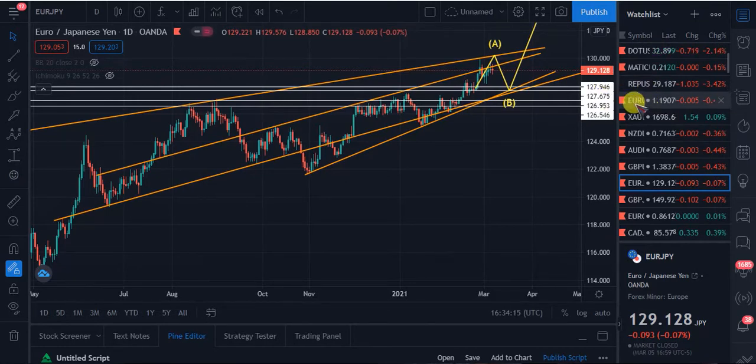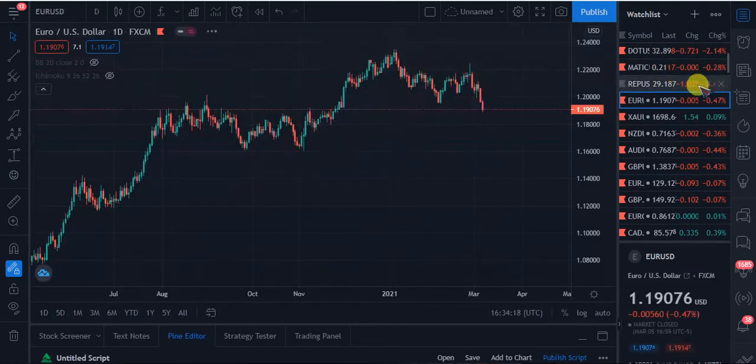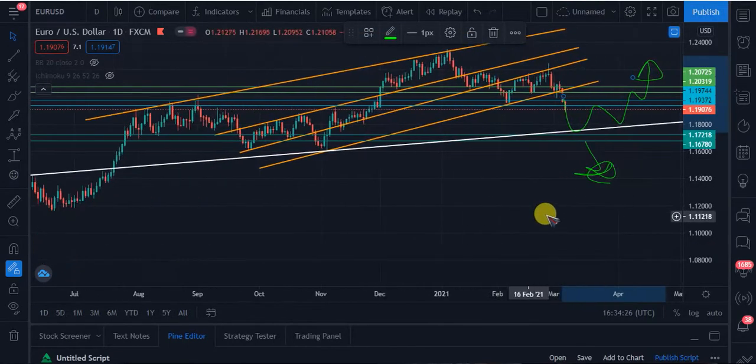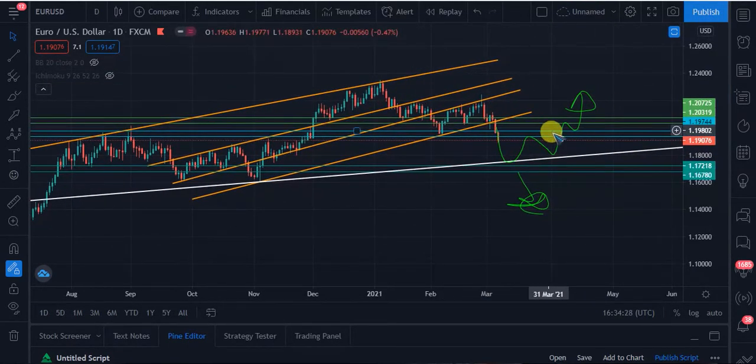So let's start. First, let's check the Euro USD pair. We are looking at the Euro USD pair currently.